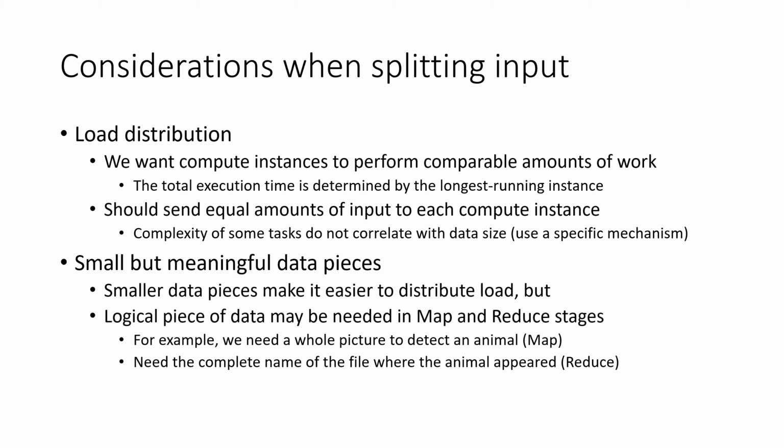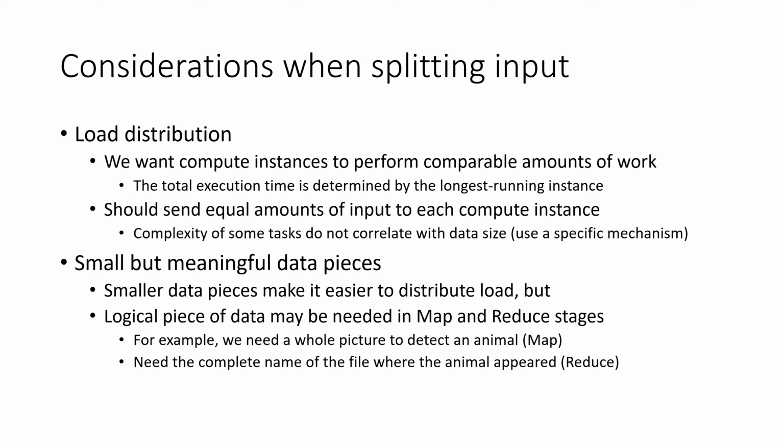So one common strategy to get more even load distribution is to send equal amounts of input to each compute instance. So for example, if we send one book chapter to each map instance, then the book chapters might have different number of pages and each map instance will do different amounts of work. And if there's a chapter that is like gigantic, then that map instance will be much slower than the other ones. Instead of splitting the book in chapters, it may be better to split the book in lines and then send each line to a different map instance. This would allow for more even load distribution.